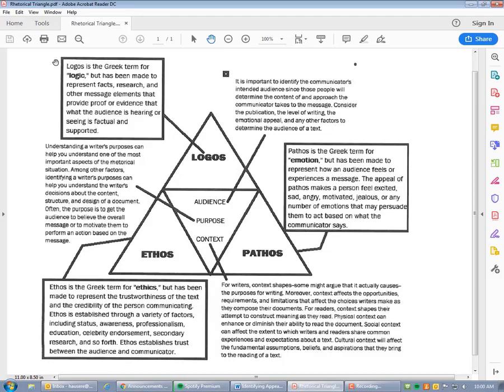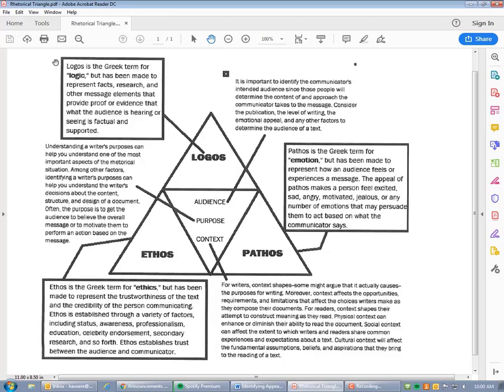For readers, context shapes their attempt to construct meaning as they read. Physical context can enhance or diminish their ability to read the document. Social context can affect the extent to which writers and readers share common experiences and expectations about a text. Cultural context will affect the fundamental assumptions, beliefs, and aspirations that they bring to the reading of a text.